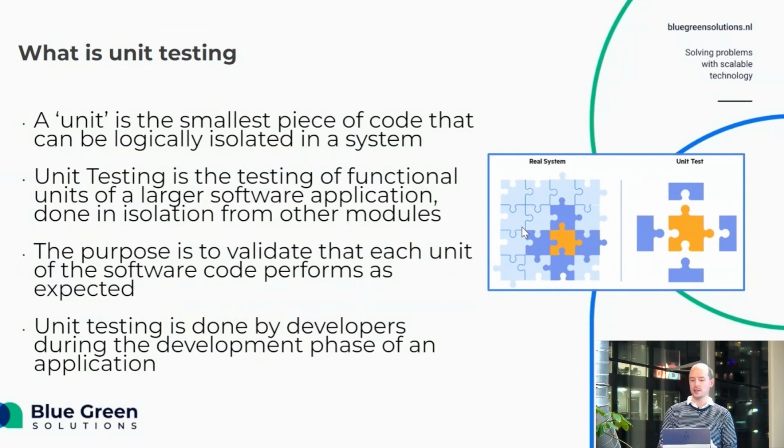Unit testing is the testing of functional units of a larger software application done in isolation. So you preferably want to do that with an empty database, set up your own data, test your particular piece of code, and then, based on what you're expecting, validate the output. Of course, the purpose is to validate that each unit of the software code performs as expected, and hopefully ensuring that the whole thing does what you're expecting, instead of testing a full process with way too many complex variables and then never really getting to the gist of it.